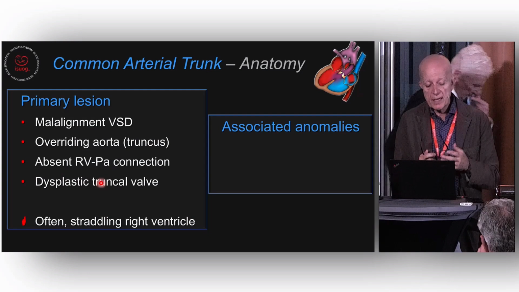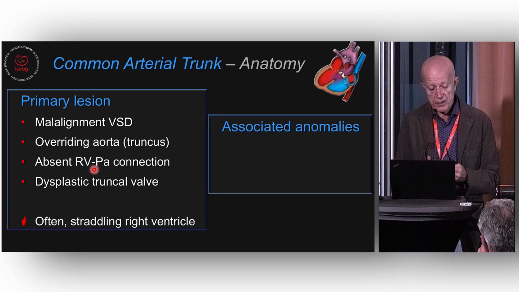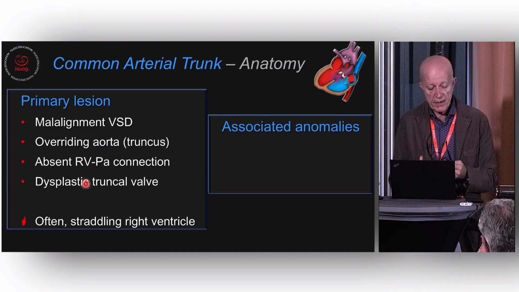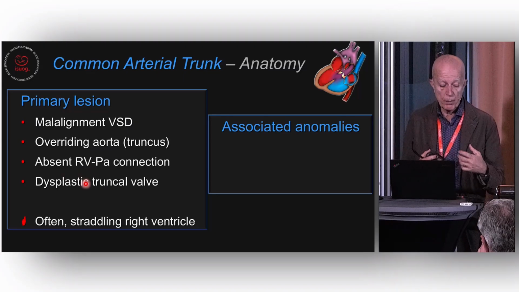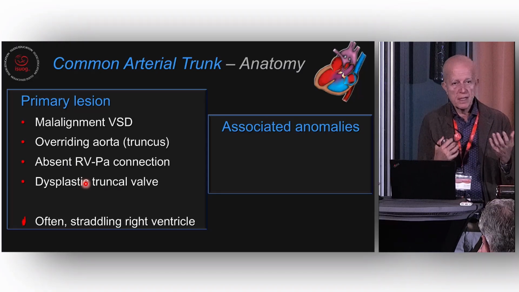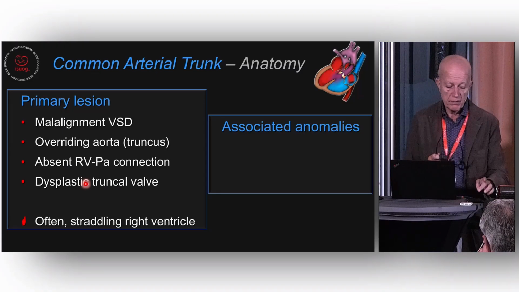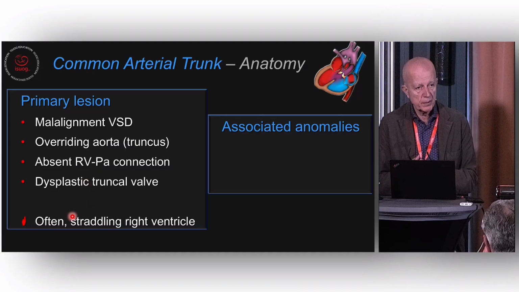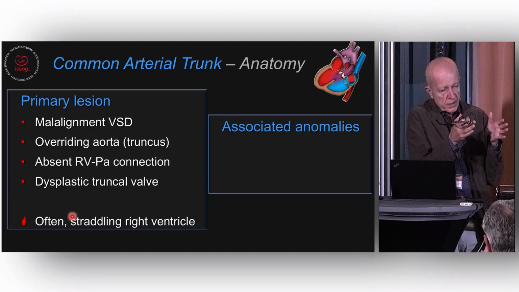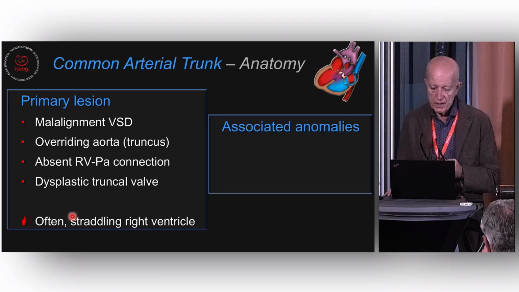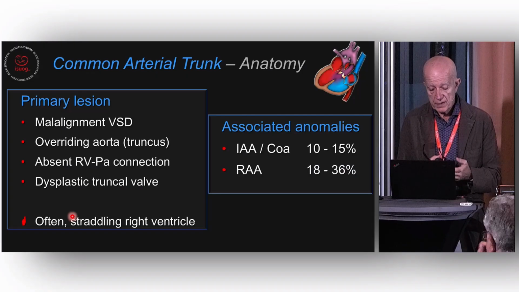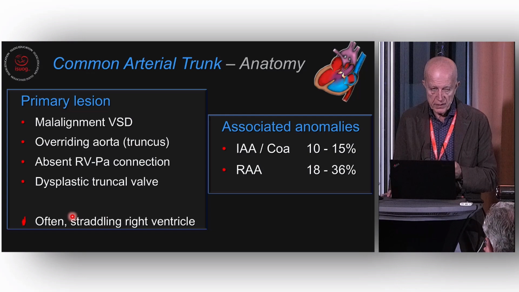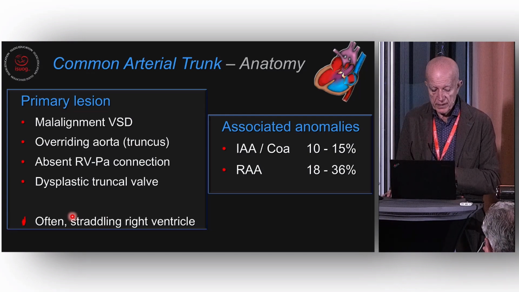And then you do not have, of course, any connection between the right ventricle and pulmonary trunk as such. You may have a dysplastic truncal valve because it derives from the missed separation of the cells making up the two semilunar valves in the normal heart. And often, as I'll show you, one particular feature of the common arterial trunk is that it's looking mainly towards the right ventricle. Okay? You may have associated abnormalities, mainly of the aortic arch, but also other major abnormalities in the context of cardiac splenic syndromes as well.